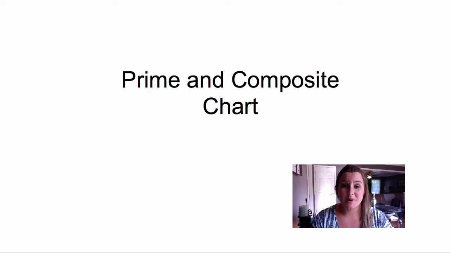To my tutorial on the prime and composite chart. If you don't know what prime and composite numbers are, you might want to go back and look at my tutorial, Prime and Composite Numbers, just so you have a really good understanding of what those two terms mean. In this tutorial, we're going to be making a chart that helps us figure out every number 1 through 100 and if it's prime, composite, or neither. Let's go ahead and get started.